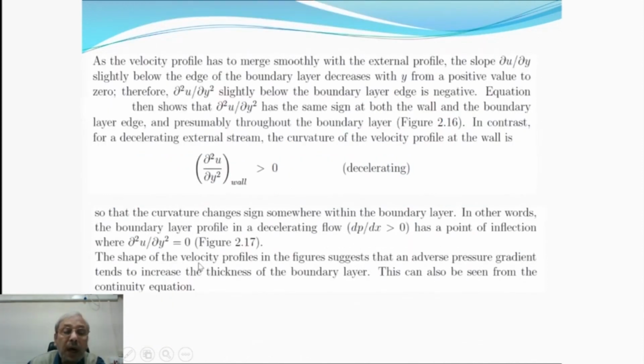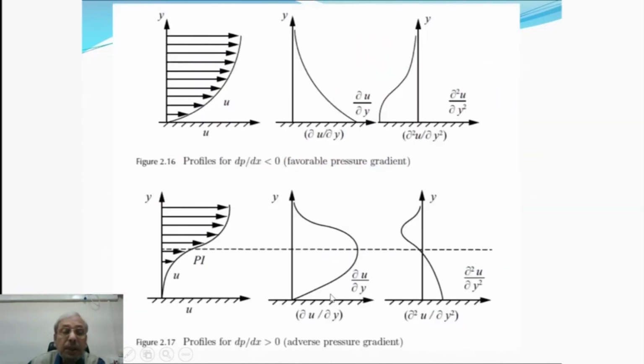The slope of the velocity profile in the figure suggests that an adverse pressure gradient tends to increase the thickness of the boundary layer, and this increase in thickness of the boundary layer can be further understood with the help of the continuity equation.